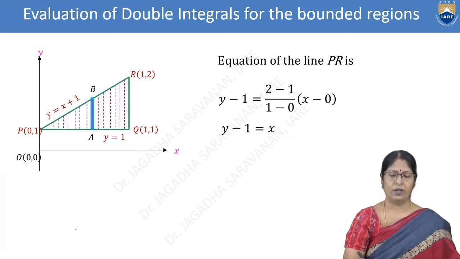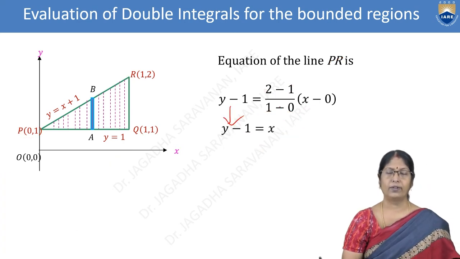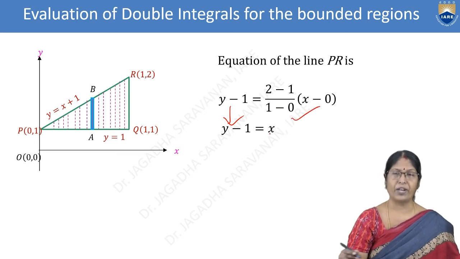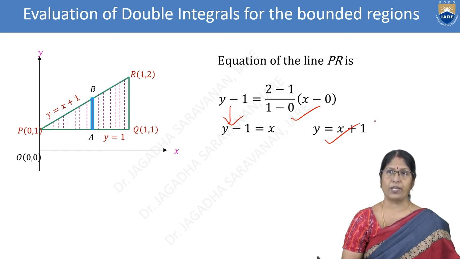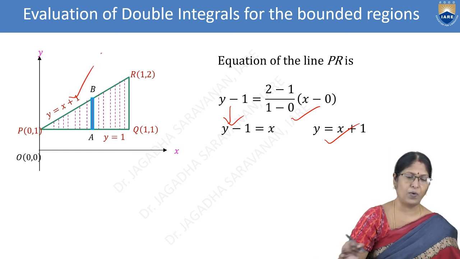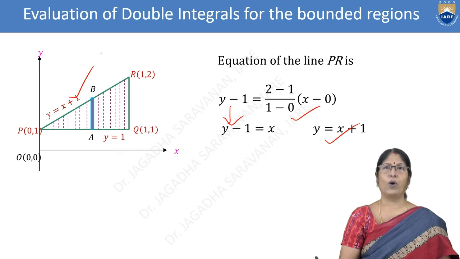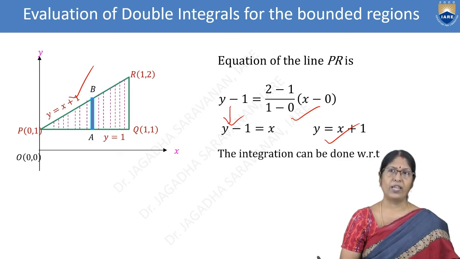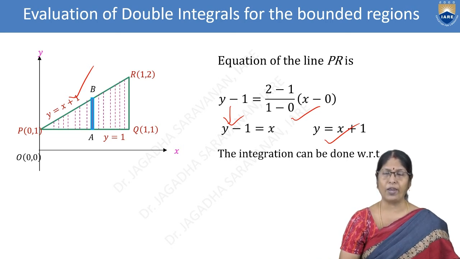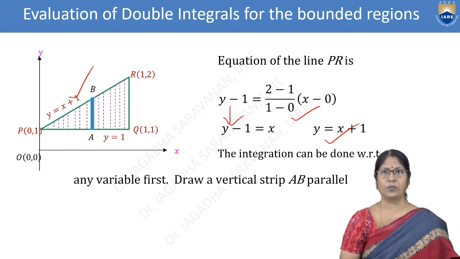We solved it. So y minus 1. Solving this, we got x. It's nothing but y equal to x plus 1. So this equation of line we got, y equal to x plus 1. Now the integration can be done. The first thing, the interior integration with respect to x we have to do, or with respect to y we have to do. Anything is possible in this problem.